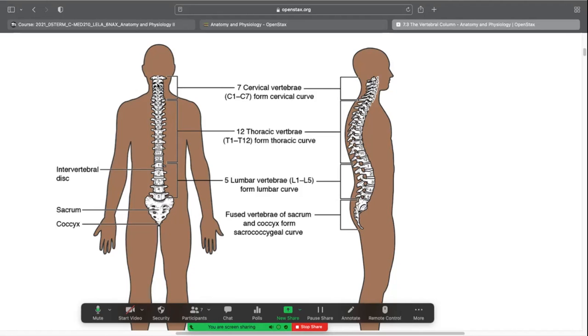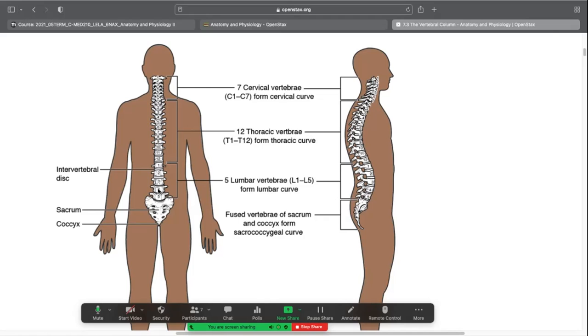Especially, and I'm gonna also show you more specifics, your cervical 1 and cervical 2, which is your atlas and your axis. And that gives you the ability to either nod your head yes, which is your atlas, your cervical 1, or left to right, how to say no, that's your axis, which is your cervical 2 vertebrae.